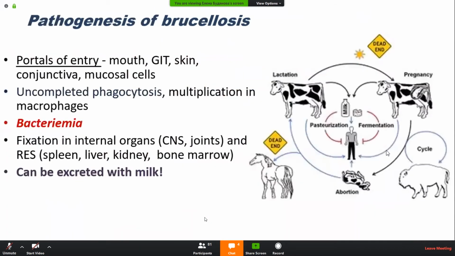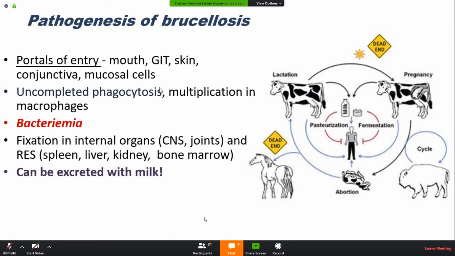Pathogenesis. You can see the picture, the scheme that shows us the possible way of inoculation, the way of transmission of the parasite. And unlike tularemia, plague, and anthrax, this infection has other steps of pathogenesis. Portals of entry include the gastrointestinal tract, because it is mainly transmitted via the fecal-oral route. It can enter the body through skin and mucosal cells, and conjunctiva.